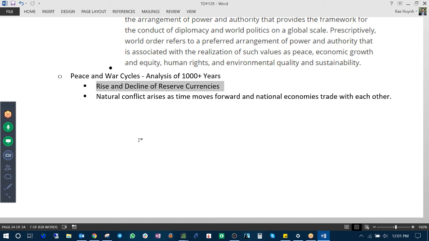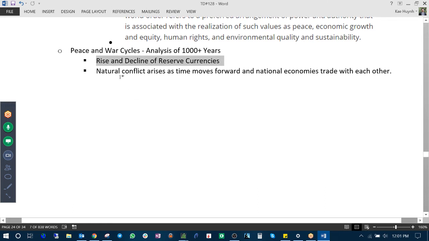So this is just me geeking out about history, kind of changing things up for those of you who don't want to hear me talk about finance all day, right? We talk a lot about stocks and finance. So again, natural conflict arises as time moves forward and national economies trade with each other.